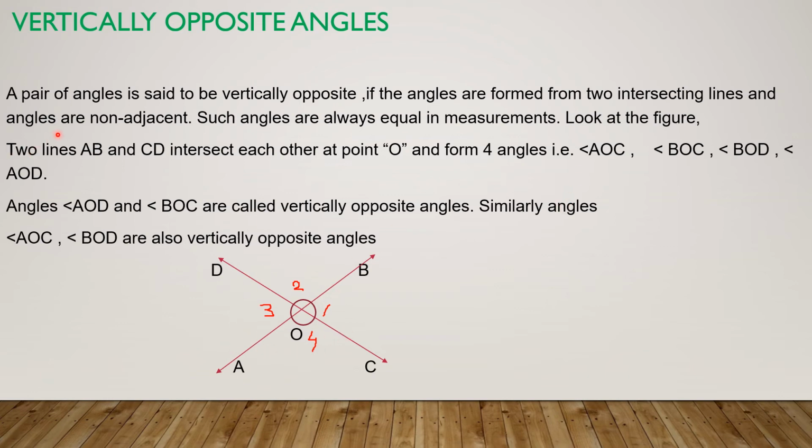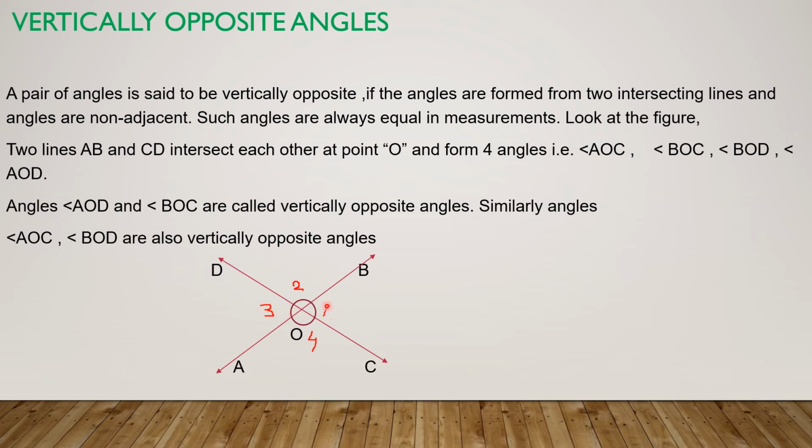Now, the angles are non-adjacent. Look here, angle 1 and 3. Are they adjacent? Angle 2 and 4. Are they adjacent? No, these are not adjacent. They are opposite to each other. Similarly, 1 and 3 are opposite to each other. Such angles are called vertically opposite angles. Got it? When there are two intersecting lines, the angles which are non-adjacent are called vertically opposite.